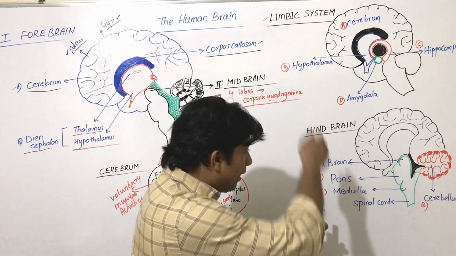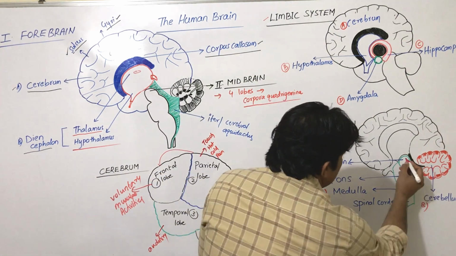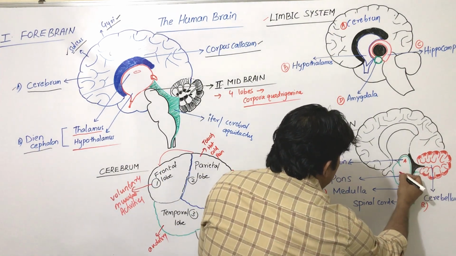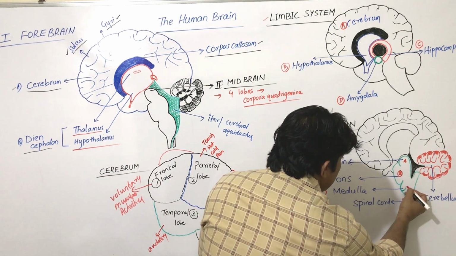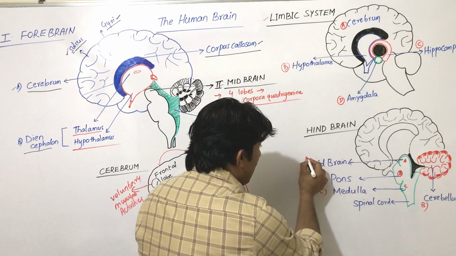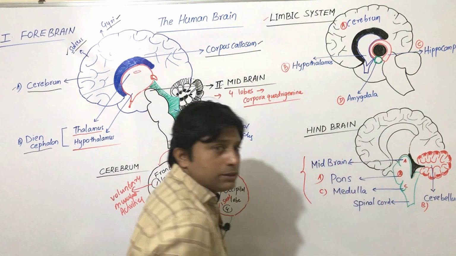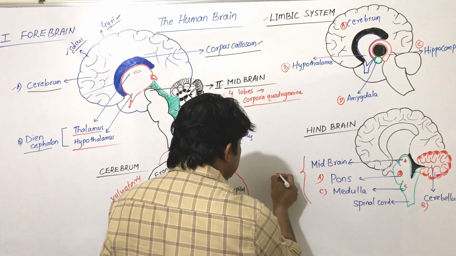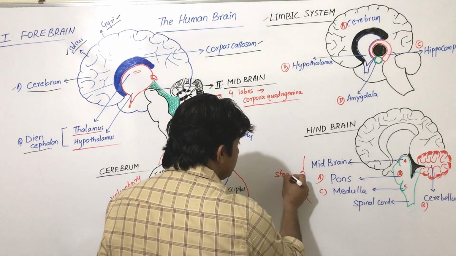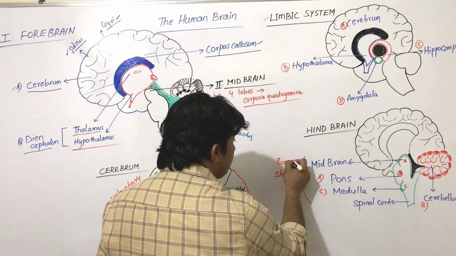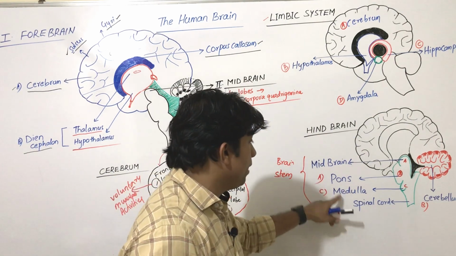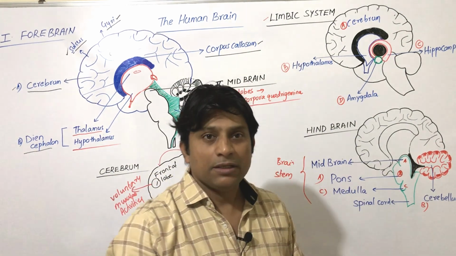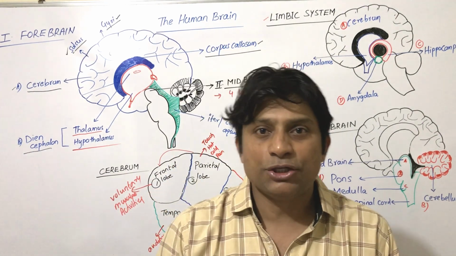Now just look into this part, your midbrain, Pons and medulla all lie in one axis. So this forms the brain stem. The brain stem is formed by these three structures, your midbrain, Pons and medulla. Guys, this is the structure of brain.